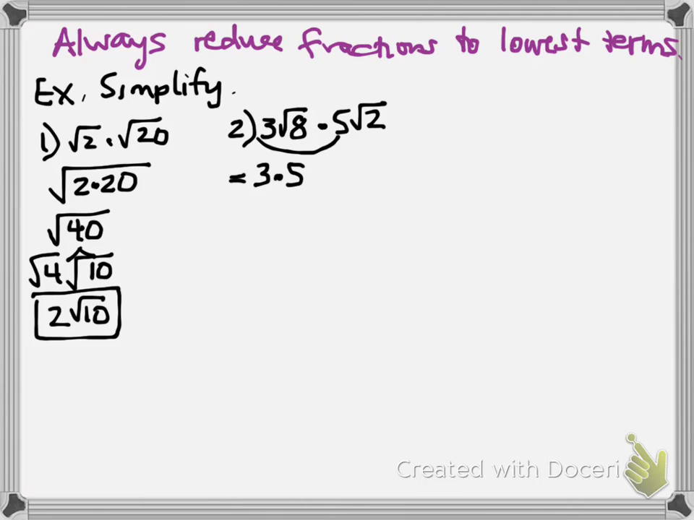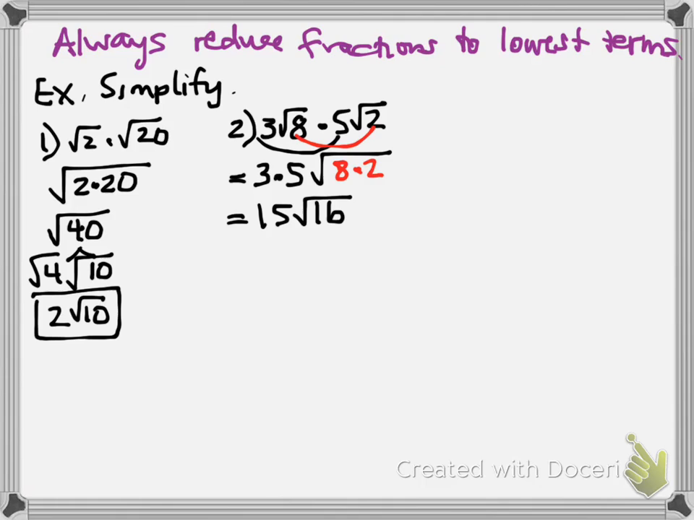Very good. We're just going to pair up outside with outside, so coefficient with coefficient, and inside with inside, radicand times radicand. So we've got 3 times 5 on the outside and 8 times 2 under the radical. And then we just do our math. 3 times 5 is 15. 8 times 2 is 16.